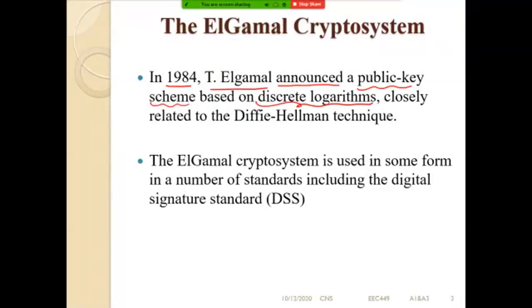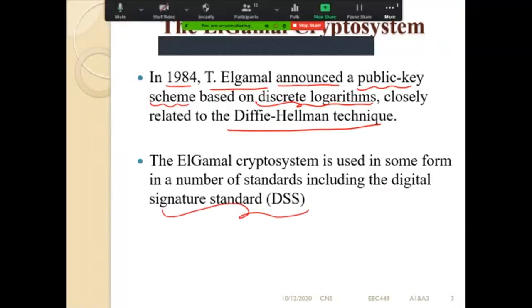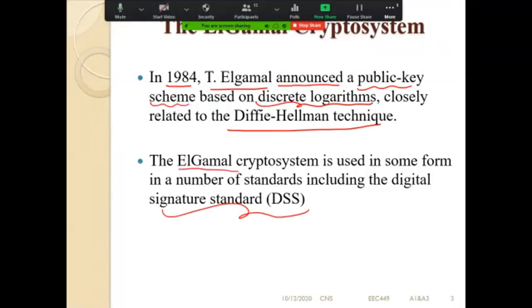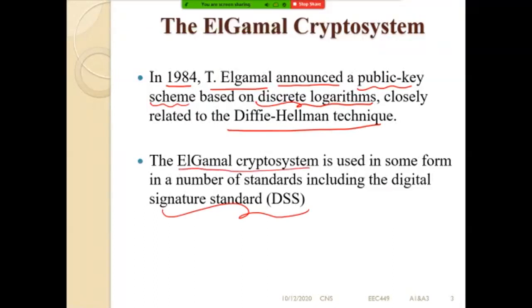This is related to the Diffie-Hellman technique, which we will see, and especially this will be used in the digital signature standard, which is DSS. So this ElGamal crypto system will be used in the digital signature standard techniques. This is some brief history: mainly discrete logarithms, it is a public key scheme, it is related to the Diffie-Hellman technique, and it will be used in the digital signature standard.